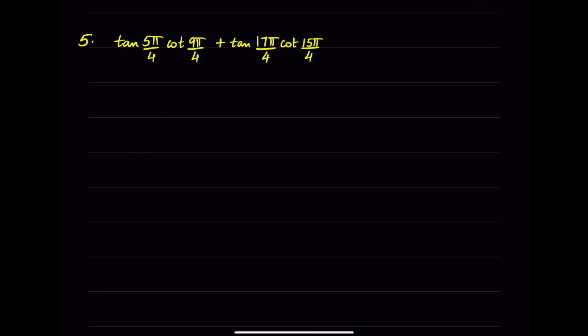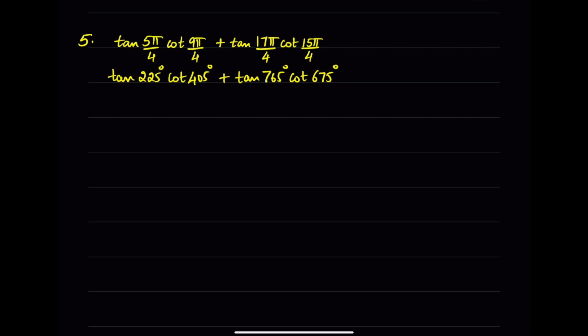Let us solve the fifth question now. Let's change this to degrees. So this will be tan of 5 pi by 4, which is nothing but 5 times 45 degrees, so 225 degrees. And this will be cot of 9 pi by 4, which is 9 times 45 degrees. We will get 405 degrees, plus tan of 17 times 45 degrees, which is 765 degrees, and cot of 15 pi by 4, which is 15 times 45, or 675 degrees.